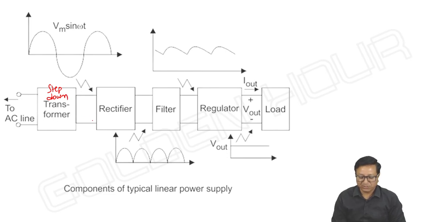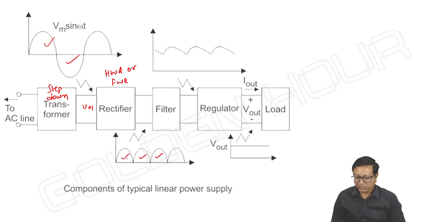See here. First, we have a step down transformer which converts 230 volts to around 10 to 20 volts. It's a step down transformer whose output voltage is a pure AC signal. It's a bipolar signal, AC signal, and which is acting as input to the rectifier.